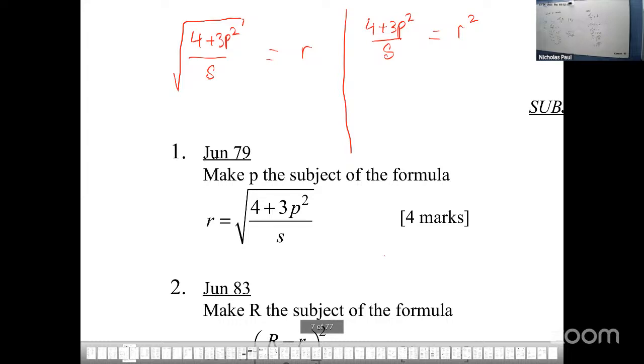You want to make P the subject. So 5 over the S is divided by S, so it becomes what? Or you could put it over 1 and cross multiply, whichever you want. So you have 4 plus 3p squared is equal to SR squared. What do we move next? What do we move next, Narissa?